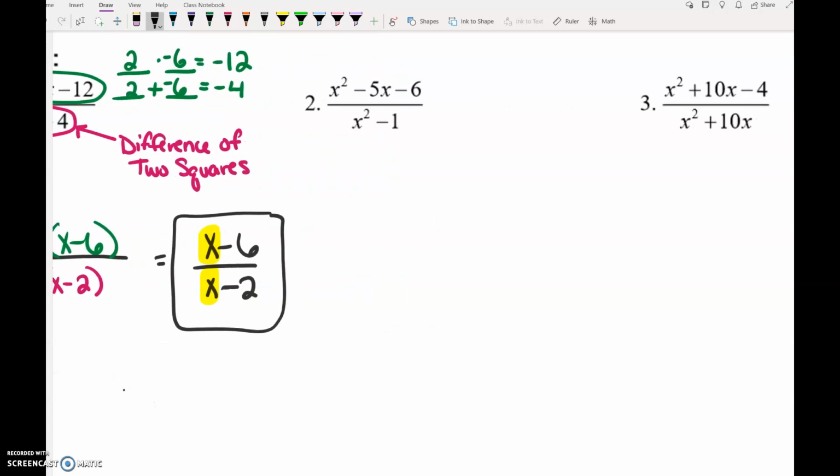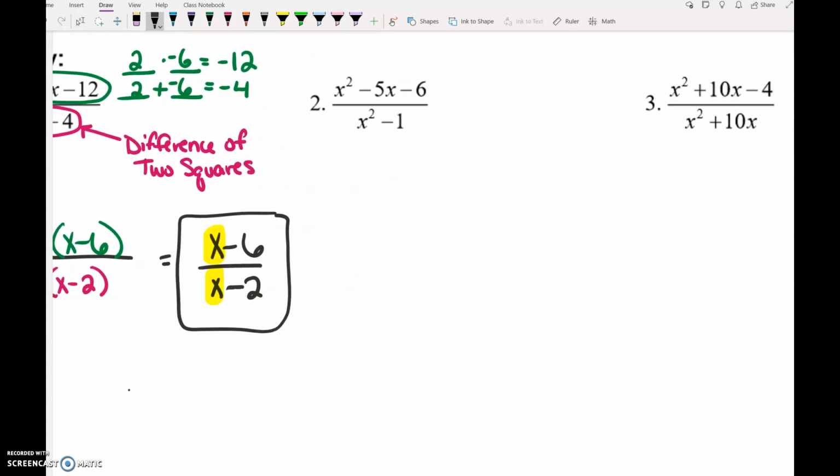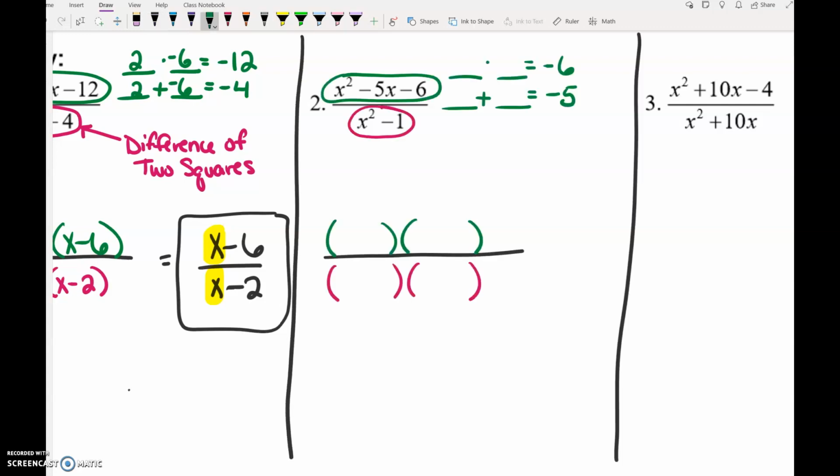Why don't you try number 2 on your own? Pause the video, give it a try on your own. You're looking for two numbers that multiply to give you -6 and add up to -5. So it's probably, yeah, it's not 2 and 3. Definitely not 2 and 3. It's 1 and 6, and the 6 would have to be negative. So x plus 1, x minus 6.